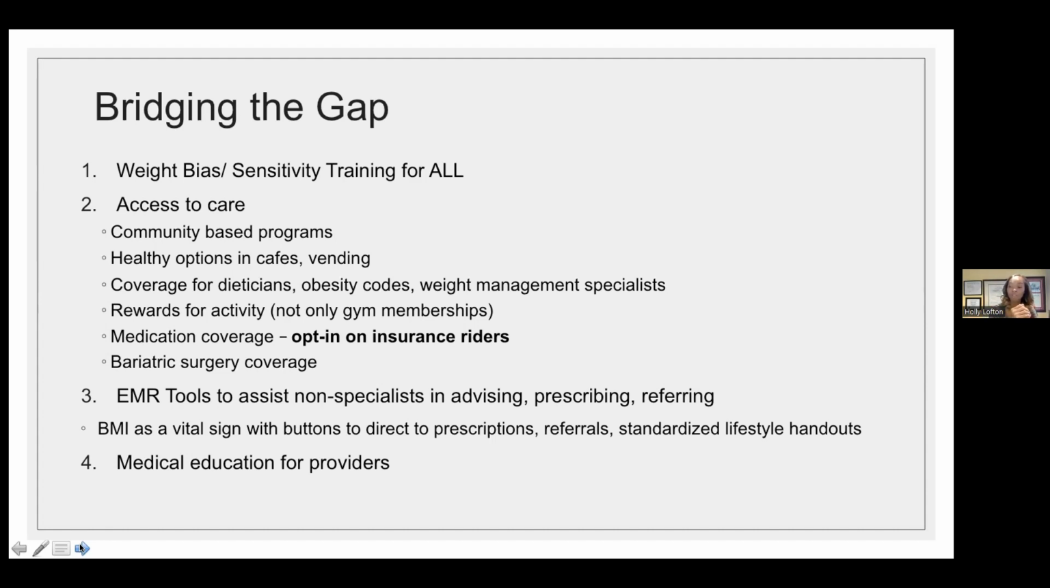So at my center, we actually do have a button that says the BMI is high, what will you do? And I'll be honest, many people ignore it, but it does give the option to refer to weight management, refer to a dietitian, or to give them even a handout about treatment options for obesity.